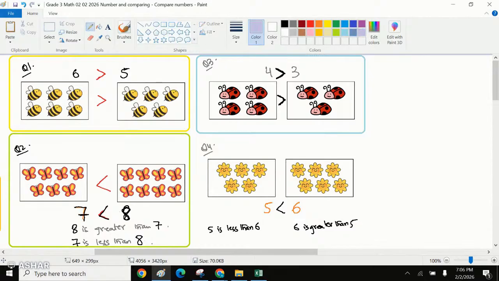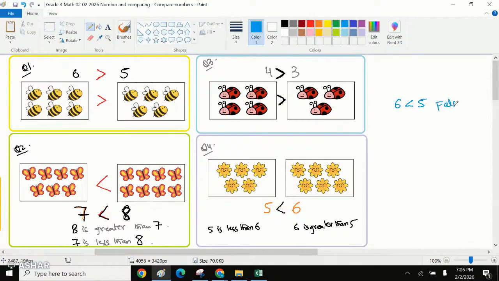Moving ahead to the next. No, Ethan, the closed end is always, okay. Ethan, you wrote 6 is less than 5. This is false because this cannot be true. Whatever is greater will have the open end, right? Agreed, Ethan? Thank you, May. Thank you, Aiken.